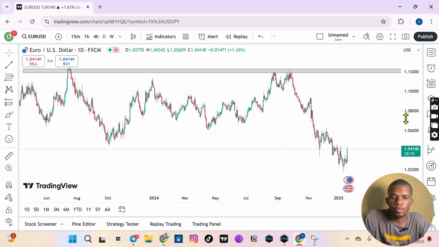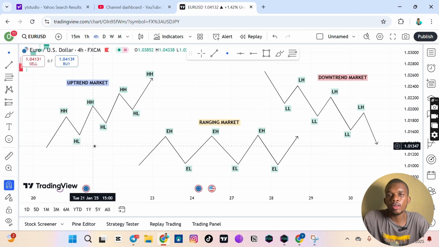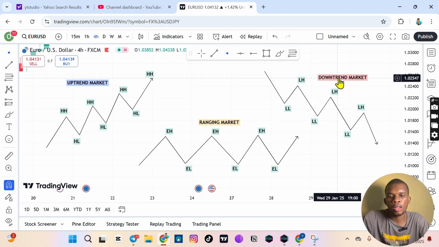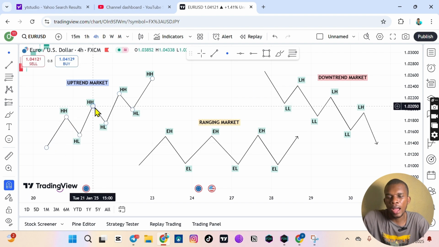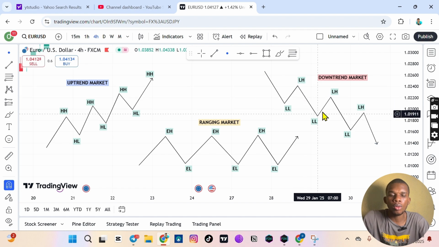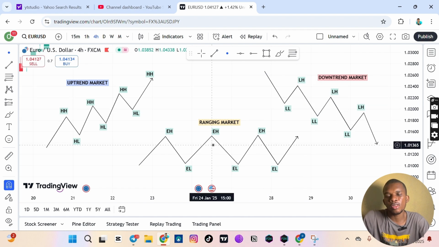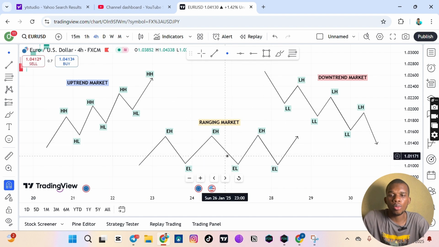Now, once you open your chart, the first thing that you need to check is the trend of the market, like where the market is actually going. In the market, we have three types of trends: the uptrend, the ranging market, and the downtrend. The uptrend is when the market is making higher high, higher low, higher high, higher low. The downtrend is when the market is making a series of lower low, lower high, lower low, lower high. Then the ranging market is making equal highs and equal lows. As you can see, the market is not breaking above this particular range. So that is what we call a ranging market.